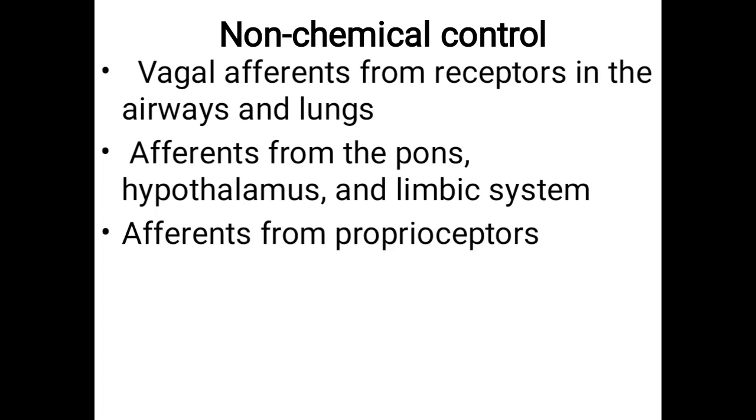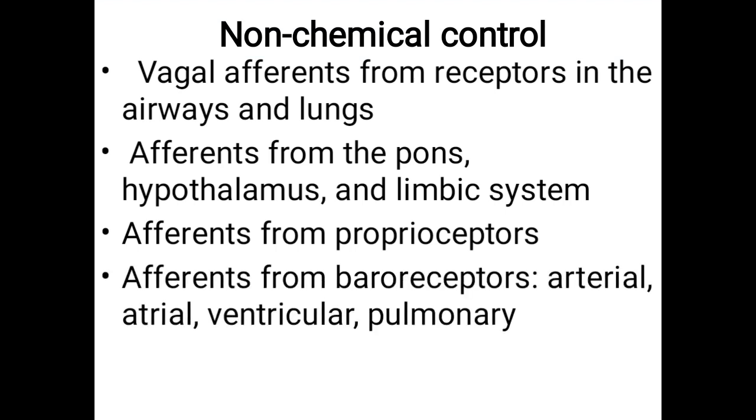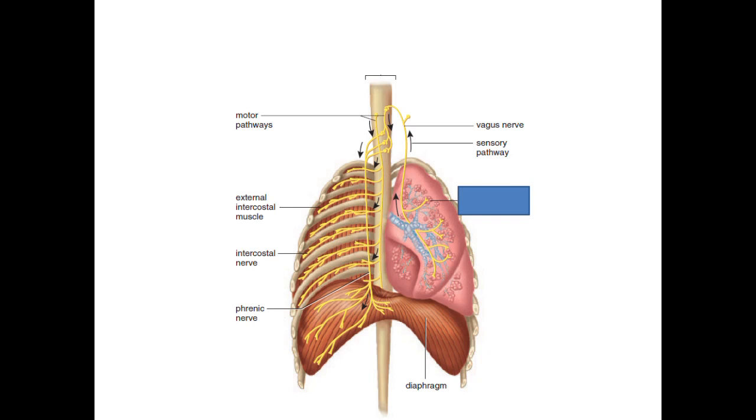Afferents from proprioceptors. A person starting for a run, the moment before he starts to run, a sprint runner, you can see the rate of respiration rises. Why? It is coming from proprioceptors. Afferents from baroreceptors, arterial, atrial, ventricular, pulmonary. Now these are located in the lungs. These are called stretch receptors of alveoli.